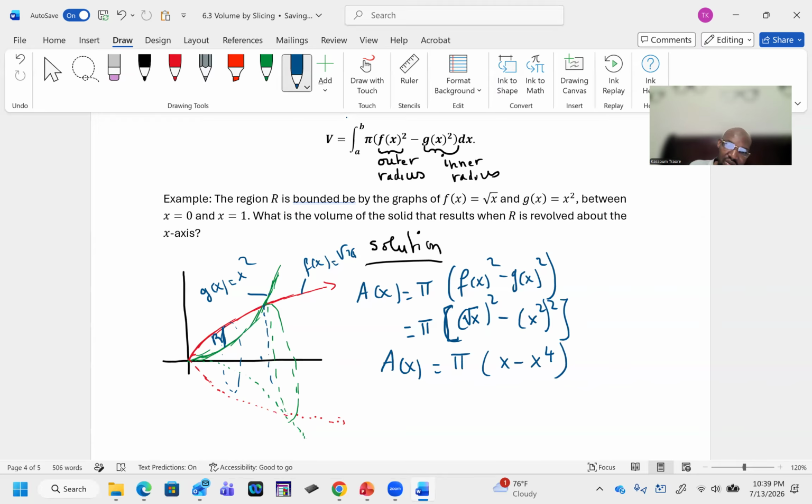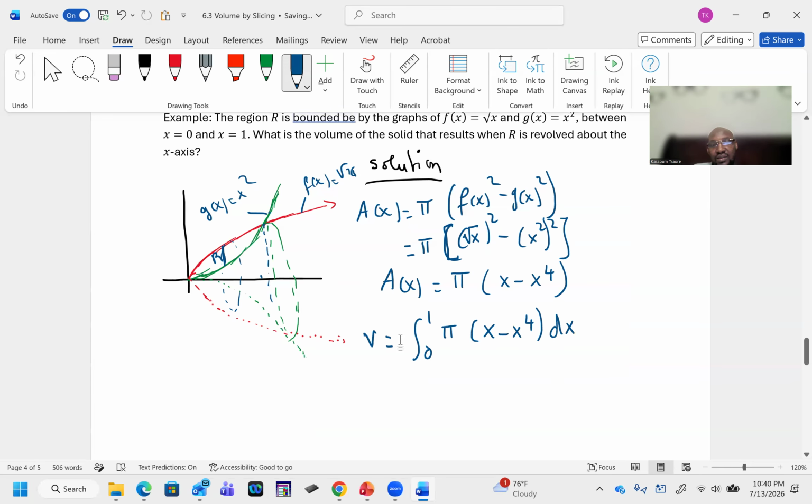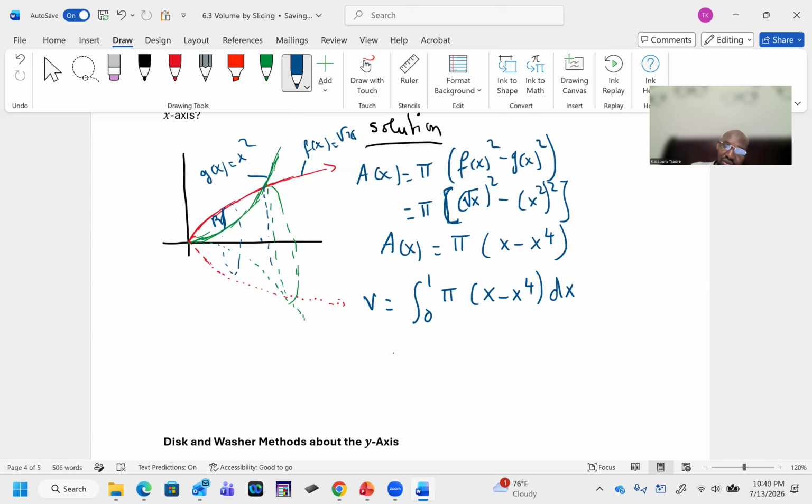So which means now our volume that we are looking for, V, will be the integral from 0 to 1 of pi times (x minus x to the power of 4) dx. And by integrating this one, we will get 1/2 x squared minus 1/5 x to the power of 5, the integral from 0 to 1.